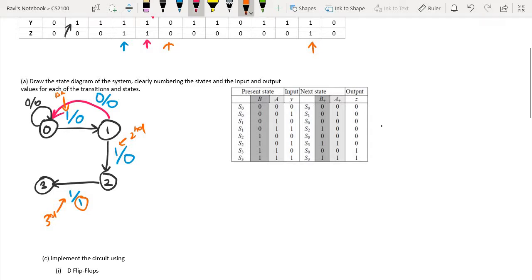Now from state 3, if I still have an input of 1, then the consecutive 3 ones still carries on, so the output is still a 1. But if I have a 0, then my output will be a 0. So input 0, output 0. Same thing here from state 2. If my input was a 0, my output would have been a 0. So this is basically how we can derive the state transition diagram.